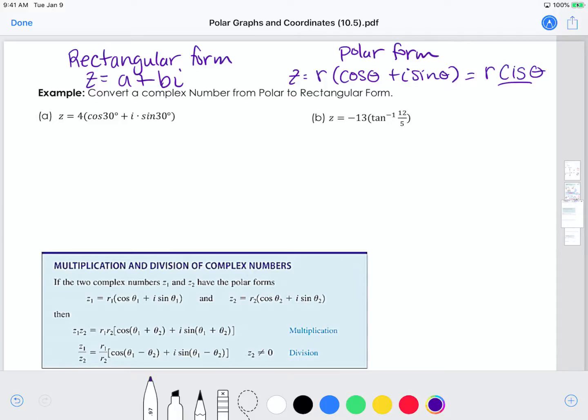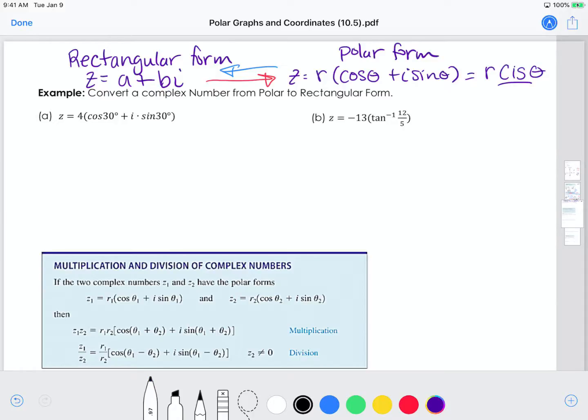So what we've done so far is we went from rectangular form to polar form. And now in this video, we're going to go in the other direction where we're given polar form and we're going to write it in rectangular form.